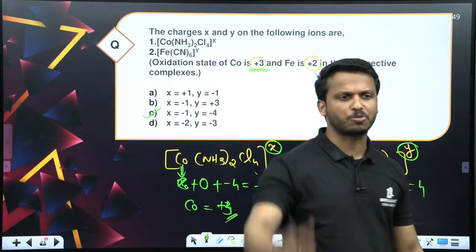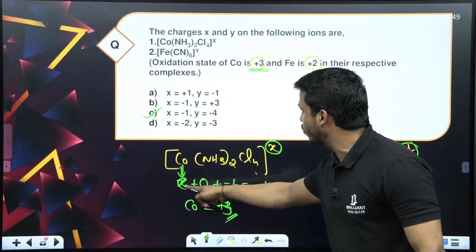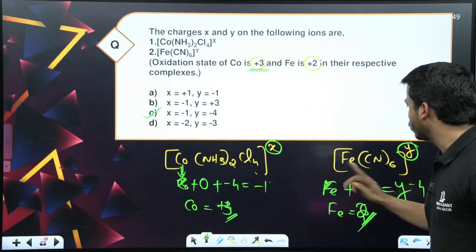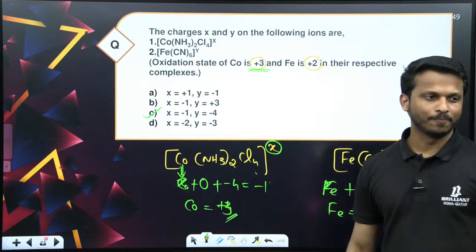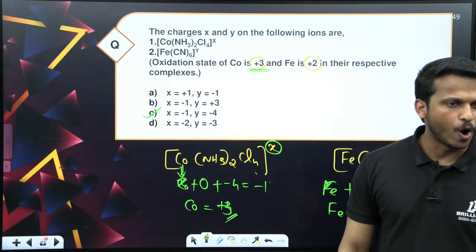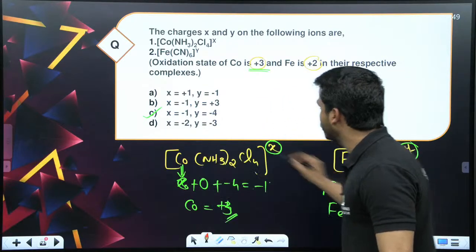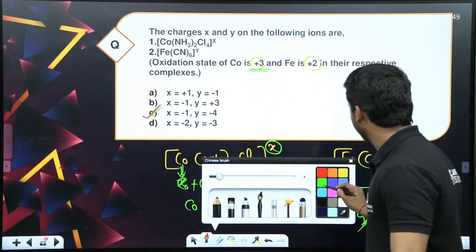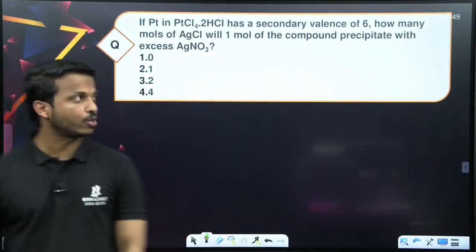Or directly you can substitute: cobalt charge +3 here, and Fe charge +2 here. Yes, I think you got the answer. Option C is the correct answer, my dear students. Let's go for the next question.